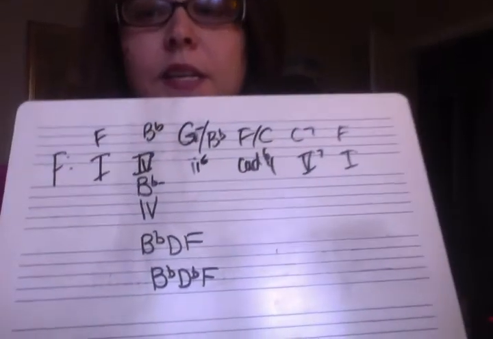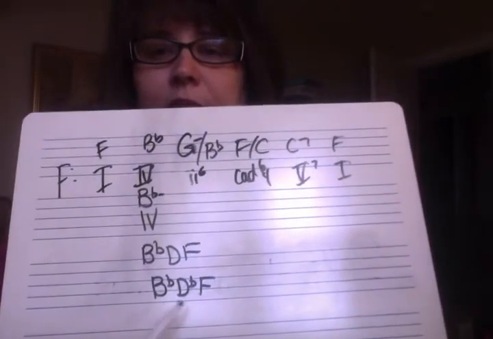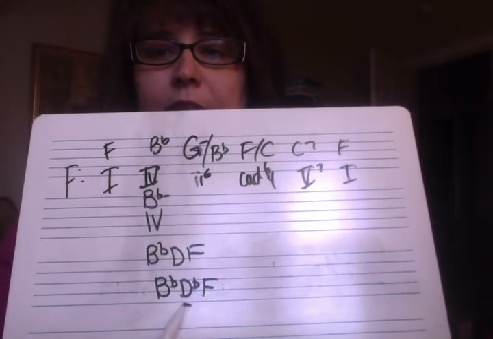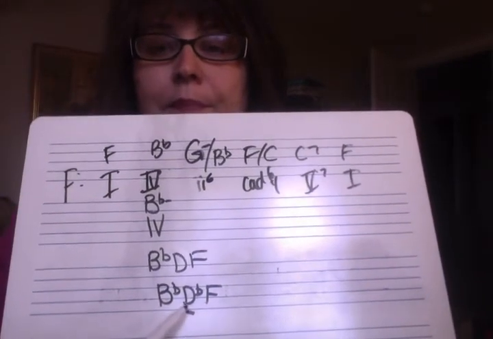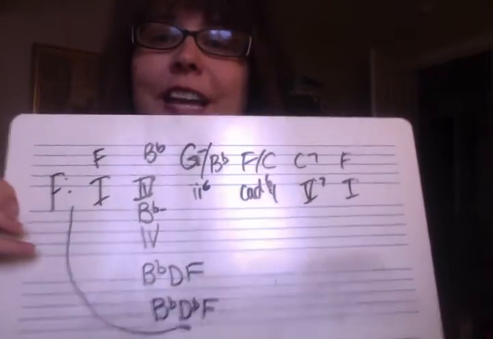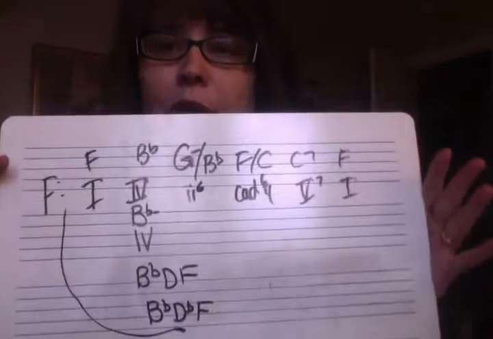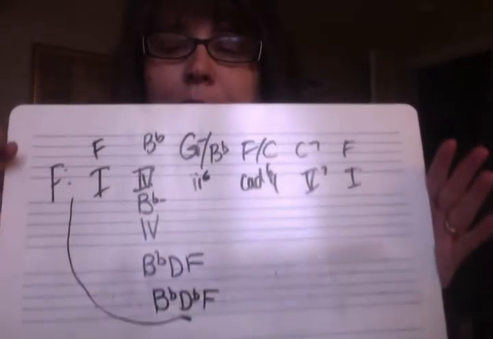Now, what does that mean? Don't forget the difference between relative and parallel. That means that this D flat right here that I can't explain in the key of F is being borrowed from F minor. So you can do that, and that's so exciting. It just opens up your world of chords, that you can borrow any of the chords from the parallel minor scale.